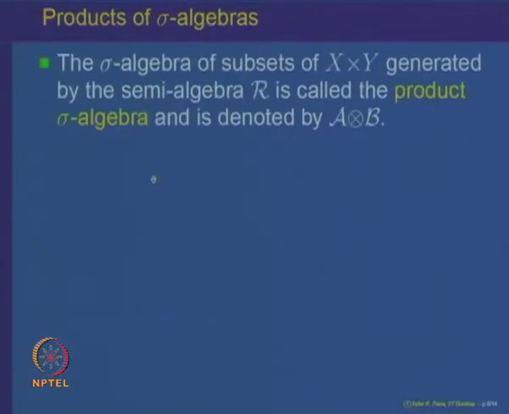So, this being a semi algebra of subsets of the set X cross Y, and in general may not be a sigma algebra, we can generate a sigma algebra by these rectangles. The sigma algebra generated by these rectangles is denoted by A times B, where times here is the special symbol, cross with a circle. So, A times B will denote the sigma algebra generated by the rectangles R.